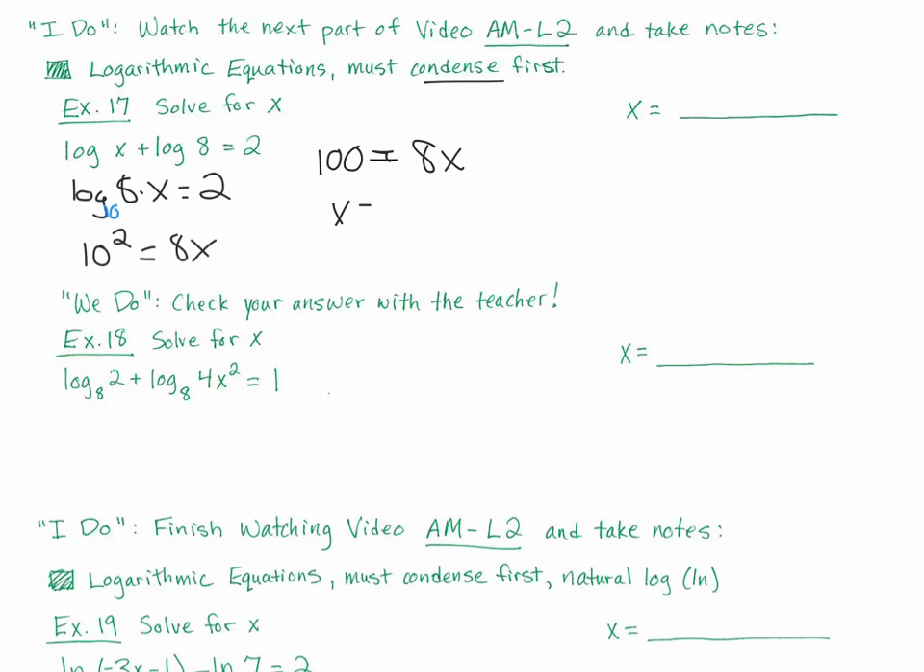And then x is going to equal, if I reduce it, 25 halves, or 12.5 if you want to give it an exact decimal. In this case, it is an exact decimal. So 12.5 is your answer. So pause your video here and see if you can condense another example, example 18 for your we do example, and check the answer with your teacher when you're done. Take a pause here.